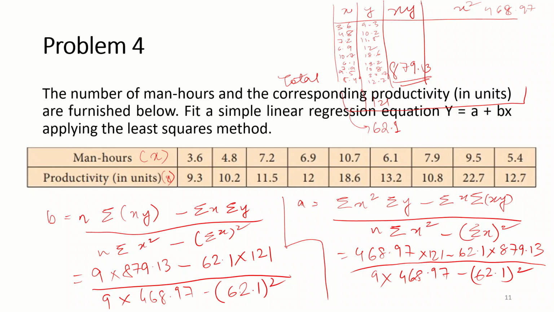No worries. Sir, excuse me, that is not 879. It's coming 897. You have written wrong. 897.13, yes, sir. So the sum over XY is 897.13. Okay. I was also getting it wrong. Any other place we have to change? No.